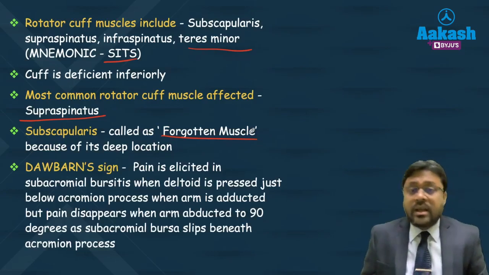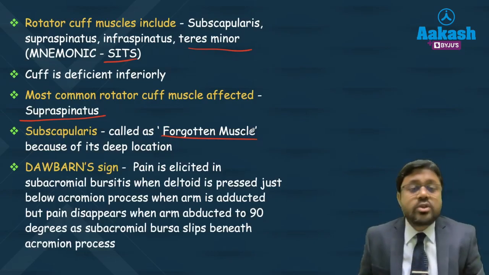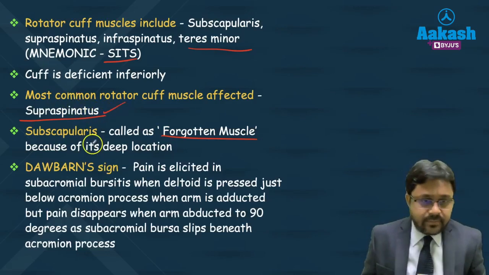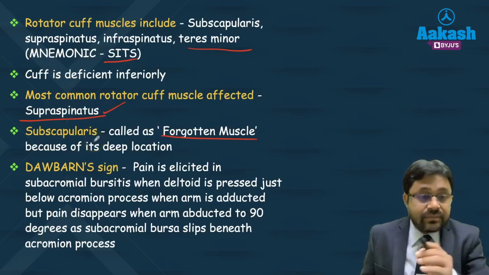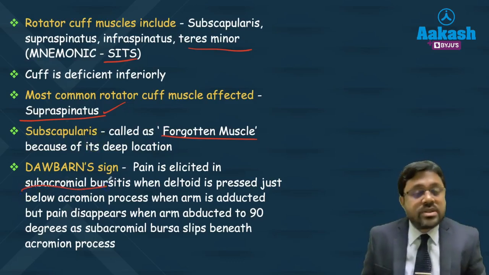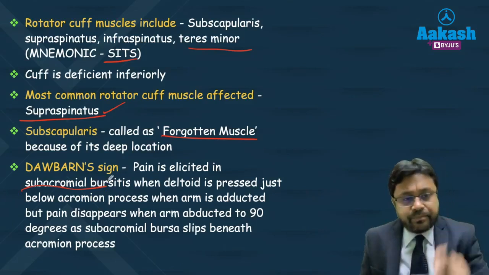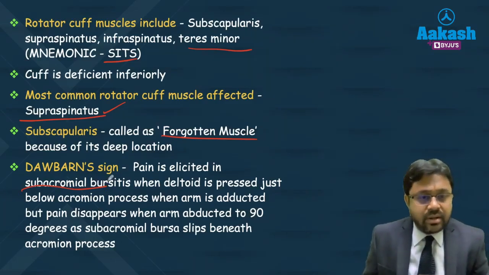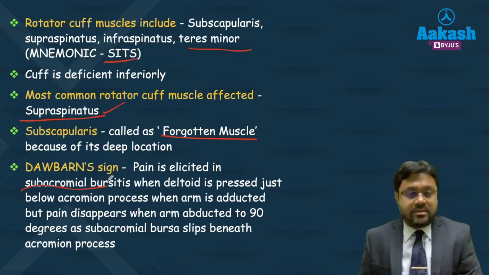Okay. Dawbarn sign, a very important sign, elicited where? In case of supraspinatus tear. What happens? In this case, the supraspinatus fibers are torn, causing inflammation of the subacromial bursa, which is present beneath the acromion process, right? So if you push along the deltoid, it will cause pain when the arm is adducted.